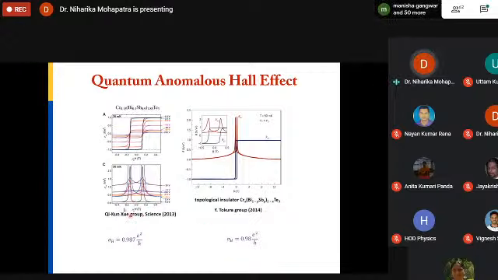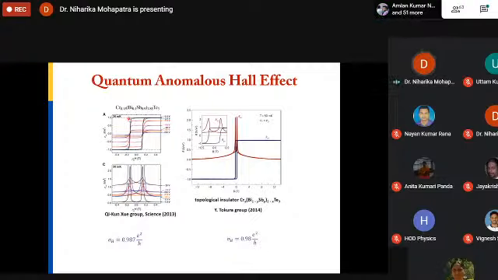So the first observation they got was in chromium doped systems. Bismuth telluride and bismuth selenide are well known topological insulators. And when you dope with some magnetic ion like chromium, then you can see the quantized anomalous Hall effect. What is the difference between anomalous Hall effect and quantum anomalous Hall effect is that in anomalous Hall effect, you see that the Hall effect is proportional to magnetization.